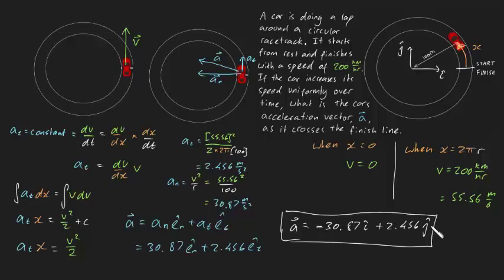And I won't go into it, but if you did want to find out the magnitude of your acceleration vector, i.e. the length of this thing, you'd have to use Pythagoras and take the square root of each of these elements squared. But that is your answer just there.